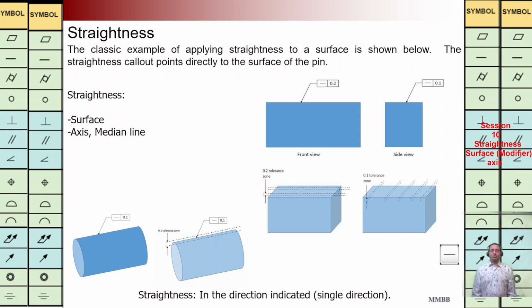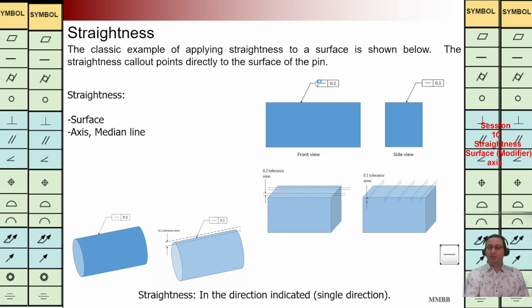Today we would like to talk about straightness. Straightness is the 2D version of flatness. Straightness can be used for surface, for axis, midline. Let's see the first example. The straightness symbol is this line, as it is mentioned here.